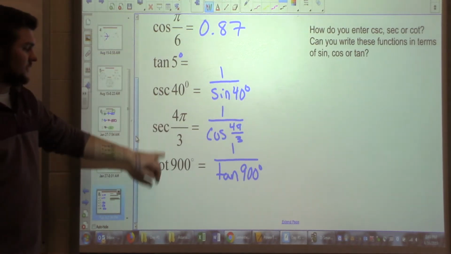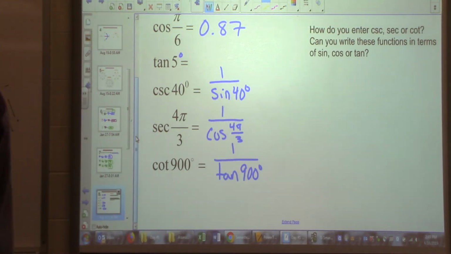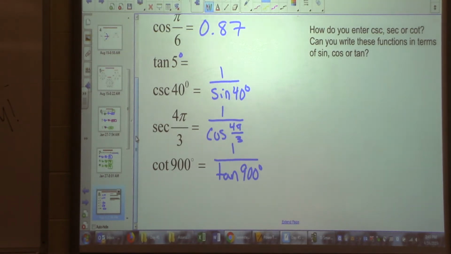Go ahead and do those 4. Put them in your calculator. Make sure you're in the right mode.